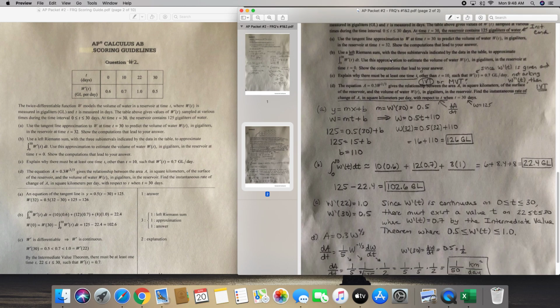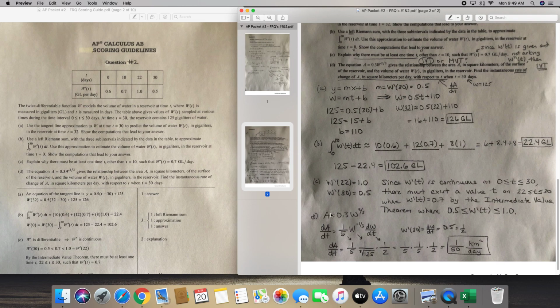For D, it says the equation A equals 0.3 w to the 2/3 power gives a relationship between area A in square kilometers and the surface area of the reservoir. The volume of the water W of t in gigaliters is in the reservoir. Find the instantaneous rate of change of A in square kilometers per day with respect to t at t equals 30. Folks, this underlined sentence part right here clearly indicates it's the change in A over time, which is dA over dt, which means we're going to be doing a related rate.